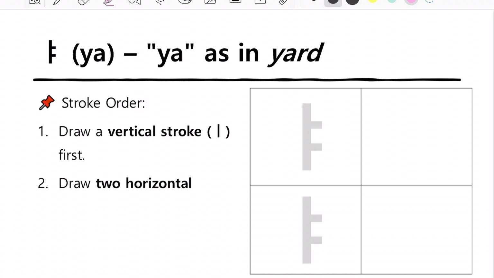The stroke order would be simple too. Let's draw a vertical stroke first, and then draw two horizontal strokes. And also, for your self-study, I will also write down the stroke order in numbers. The vertical stroke is number 1, number 2 is the upper horizontal line, number 3 is the downside horizontal line.